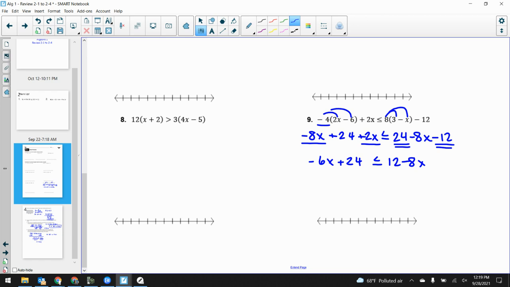Now I can start to solve. What is my little guy? What am I going to move? The negative 8x. So I'm going to add 8x over to the other side. So that gets me 2x plus 24 less than or equal to 12. I subtract the 24. 2x is less than or equal to negative 12. And I divide by 2. x is less than or equal to negative 6. Let me just double check my answer there. I believe that's right.